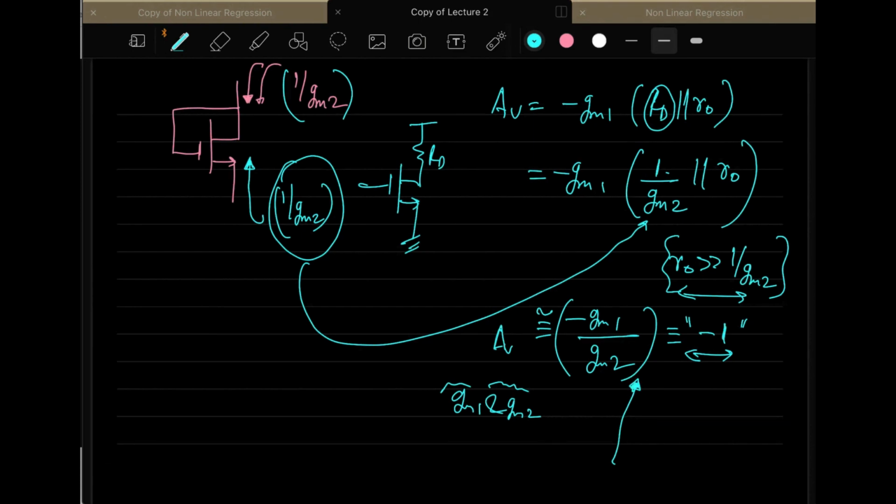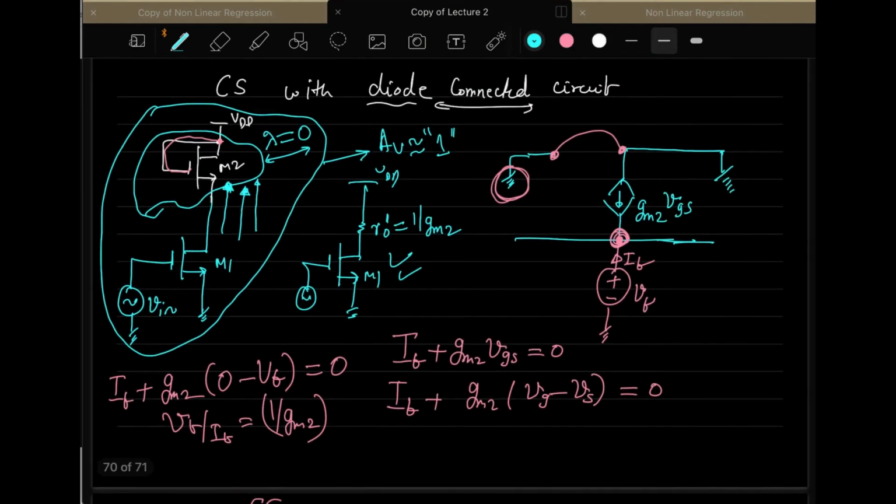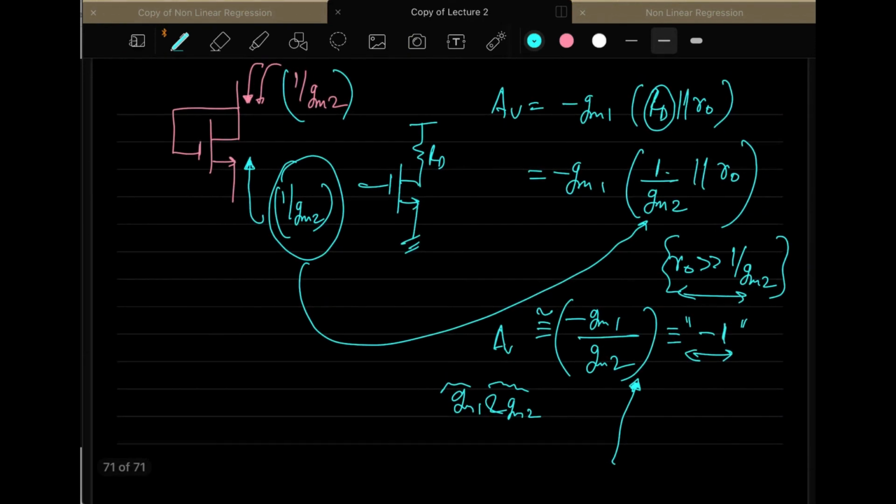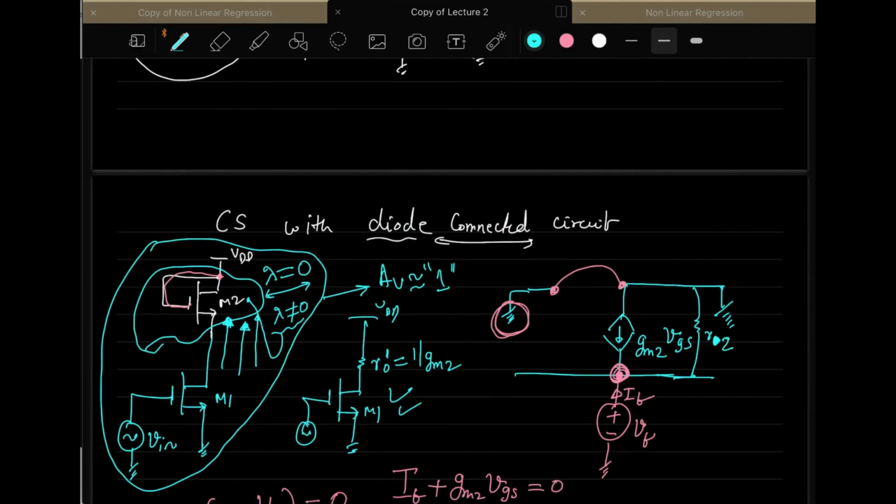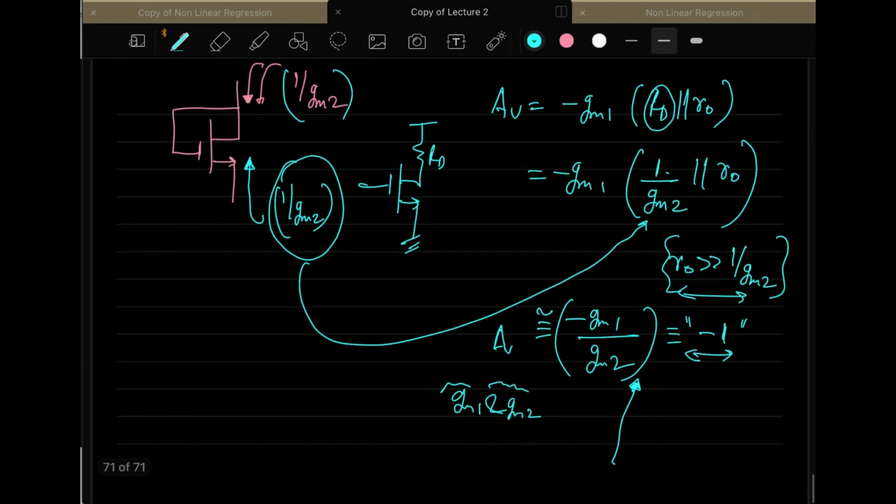So this is the thing, and the important thing now is you have to analyze yourself. If lambda is not equal to 0, then you will have an RO like this. Then you have to analyze yourself what the answer to this circuit is if lambda is not equal to 0. Definitely, if lambda is not equal to 0, then this RO2 will play its role. This is RO1 here. So you have to do it yourself. This is an exercise for you people.